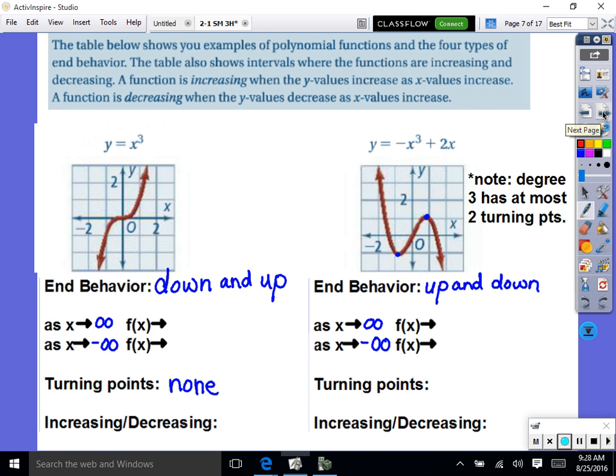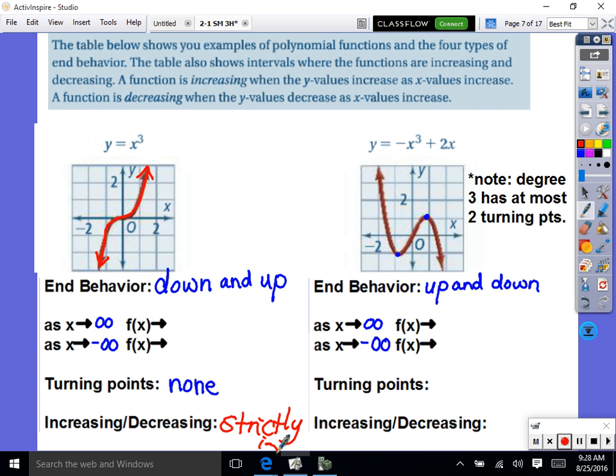Here are some examples of odd end behaviors. So let's just look at something really basic as y equals x cubed. Now notice, you read it from left to right. We read end behavior from left to right like a book. This is an example of down and up. Does everybody see it? Now if you look at this, y equals x cubed, we're increasing. Do we ever have a turning point here? Nope. So this one we are strictly increasing. There are no turning points. Does everybody see why? It's strictly increasing. So we would write on that strictly increasing.